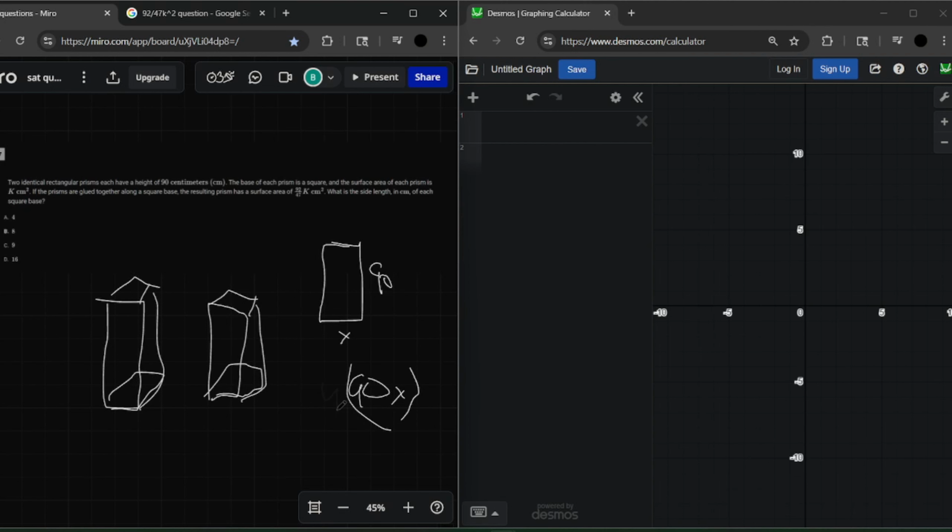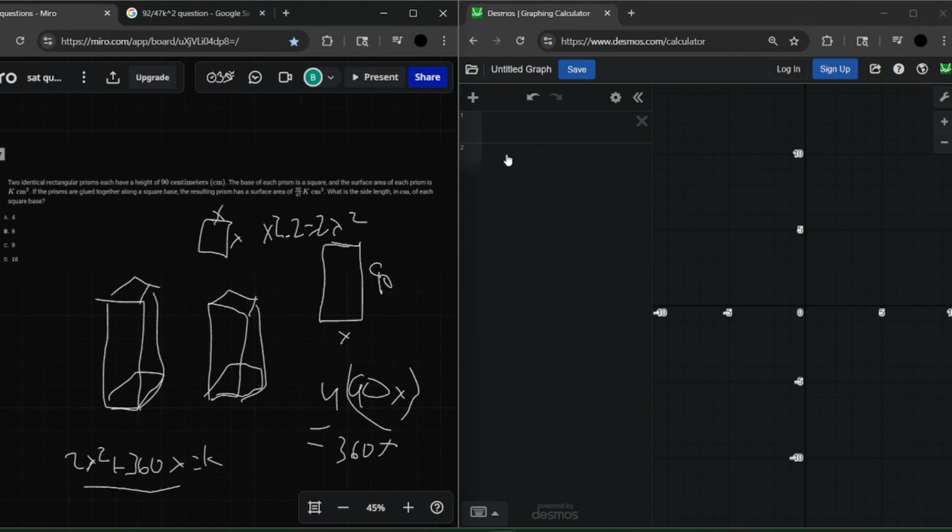So that would mean the total rectangular area is 360x. But the square base, because we don't know what the square lengths are, it's just going to be x and x. So x squared times 2 is 2x squared. So the current prism expression is 2x squared plus 360x. This is what k equals. So technically we could set this equal to k.